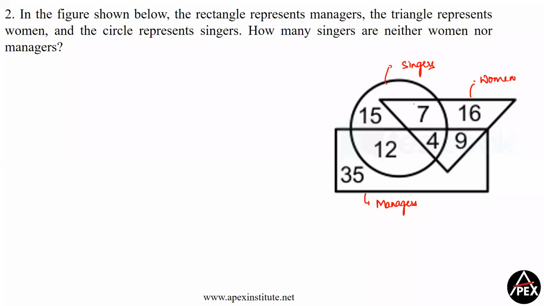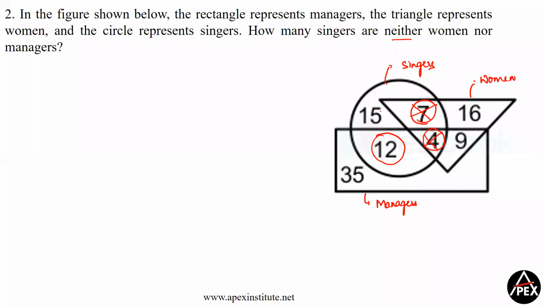This 7 represents singers who are women. This 12 represents singers who are managers. And this 4 represents singers who are women and managers. Now, what was asked in the question? How many singers are neither women? So they should not be women. So you cannot consider this 7, and you cannot also consider this 4, because these 4 persons are also women as well as singers.